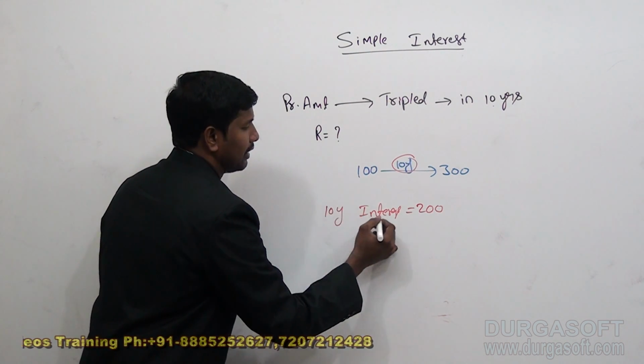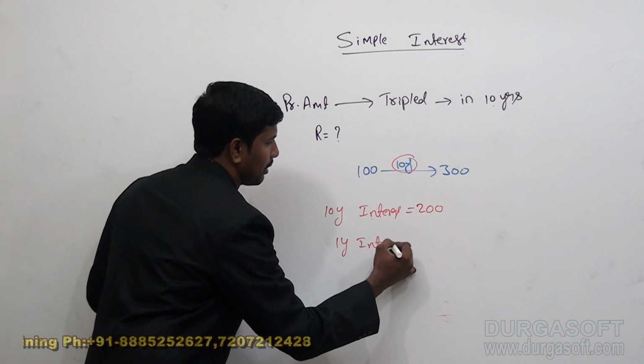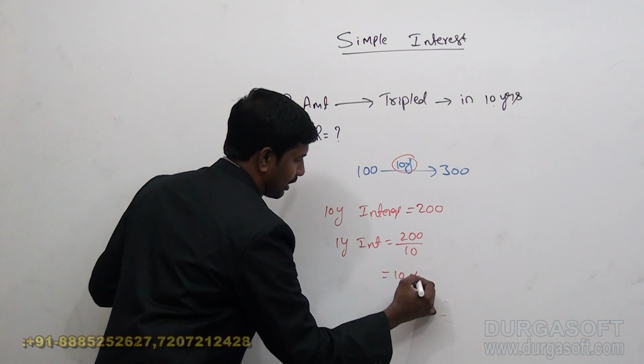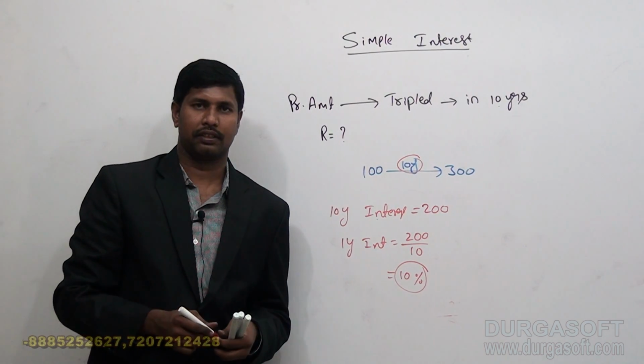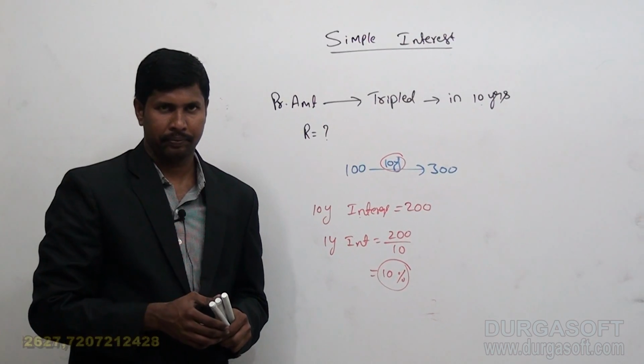So 10 years interest equals 200, and what is 1 year interest? Simply 200 by 10 which is equal to 10. So that 10 is considered as the rate of interest. So in this way you can calculate the required answer.